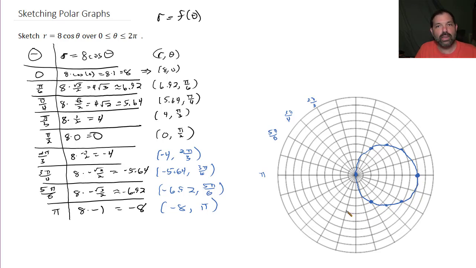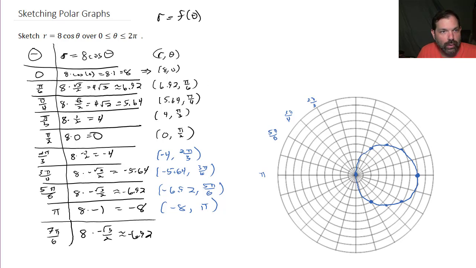And it looks like I've completed a circle here. All right, well, what if we went to the next nice point? The next nice point would have been 7 pi over 6. At 7 pi over 6, the cosine is negative, so that would have been 8 times negative root 3 over 2, which is again negative 6.92.